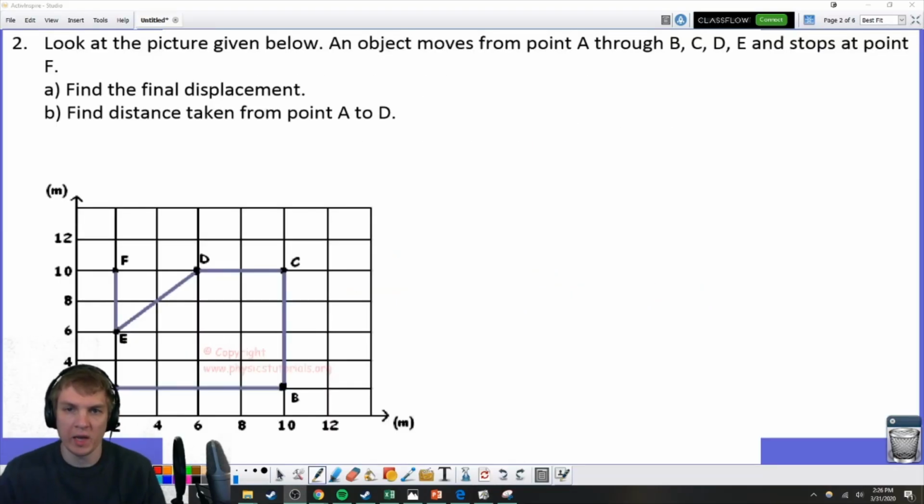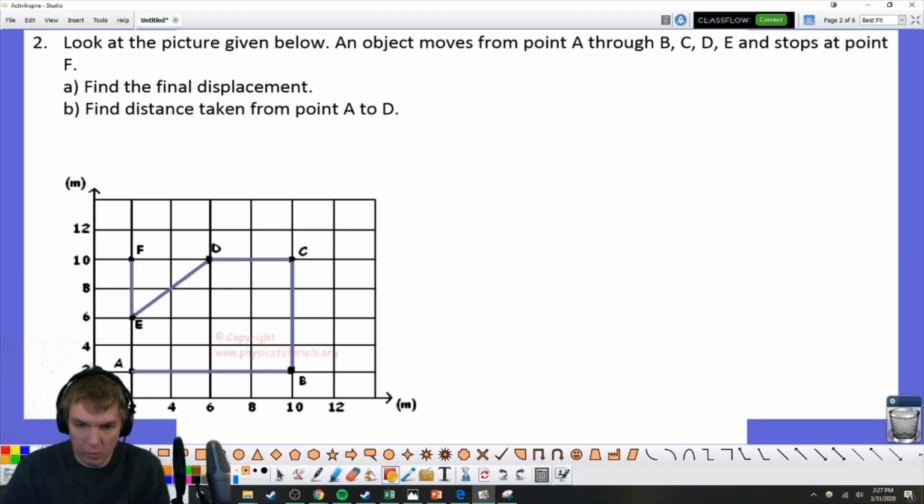Problem 2 says, look at the picture given below. An object moves from point A through B, C, D, E, and stops at point F. Find the final displacement, and then find the distance taken from point A to D. Okay, so the path, if you can't see it, I'm going to use a straight line tool to make it more visible just for the sake of this video. So it goes there, then it goes up, then it goes over again, and it goes sideways like that, and then it goes straight up after that.